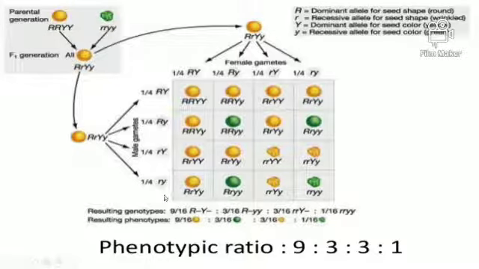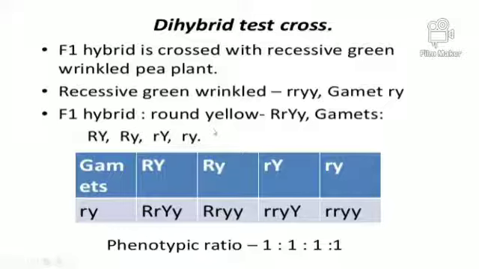In this way, we write down the gametes and cross them with each other crosswise, and we get the ratio. The F1 hybrid is crossed with the recessive green wrinkled pea plant. The recessive green wrinkled plant has the gamete formation like this. The F1 hybrid, the round yellow seeds, has such types of gametes, and the phenotypic ratio is 1:1:1:1 in the test cross, and then in the F2 generation the ratio is 9:3:3:1.